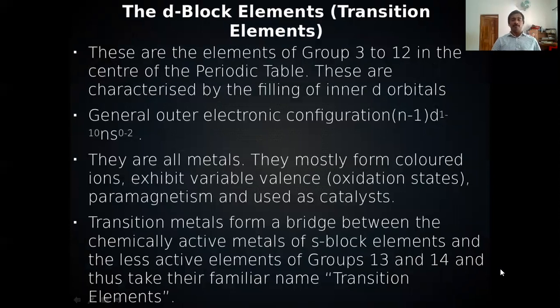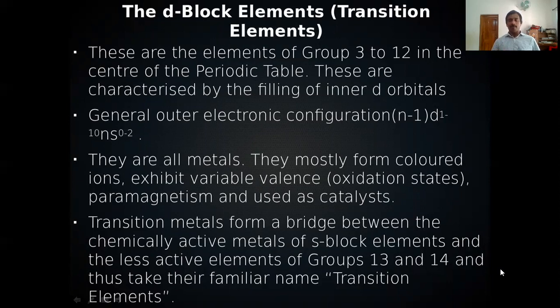Now d block elements or transition elements. These are the elements of group 3 to 12 in the center of the periodic table. These are characterized by filling of inner d orbitals. Inner d orbitals.